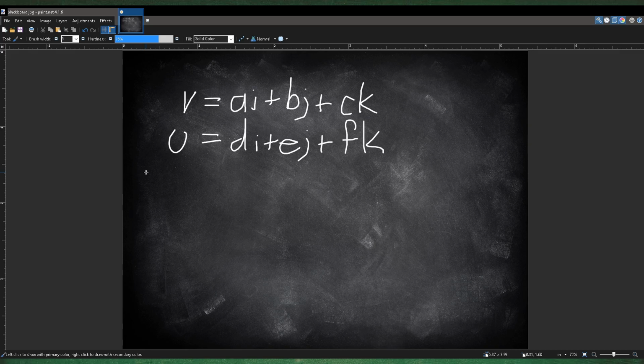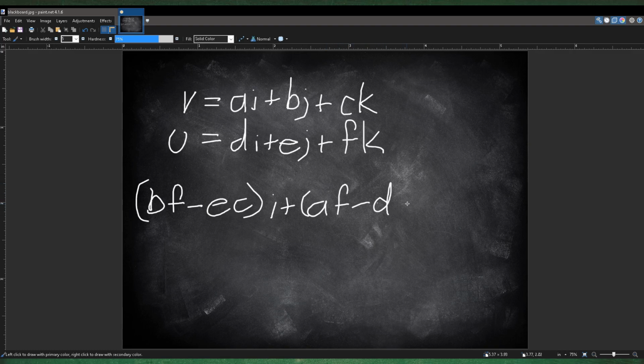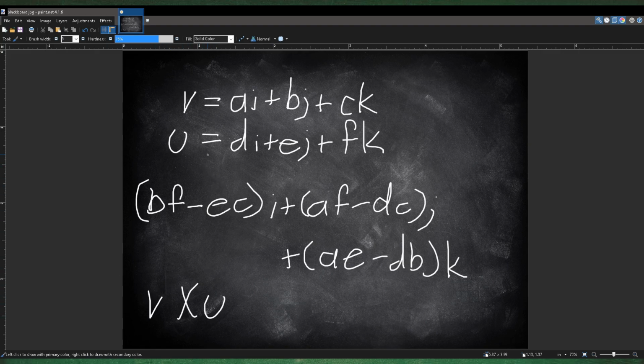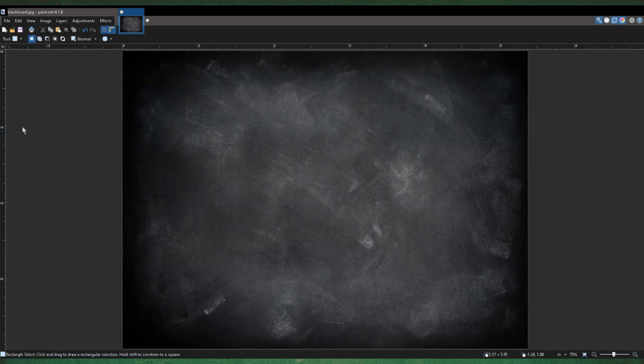So you do the matrix for b, c, e, f, which is bf minus ec. And that's for i. Plus, if you want the j one, it's the matrix a, c, d, f, so it's af minus dc. And that's for j. And for the k, just ignore the k's, which leaves a, b, d, e, so it's just ae minus db. And that's the cross product, basically. This is v x u. So that's the basic idea of how cross products work.